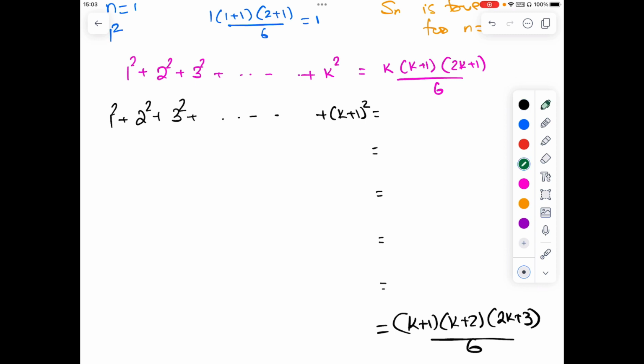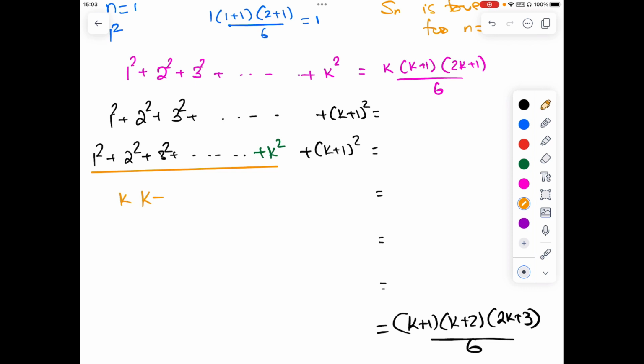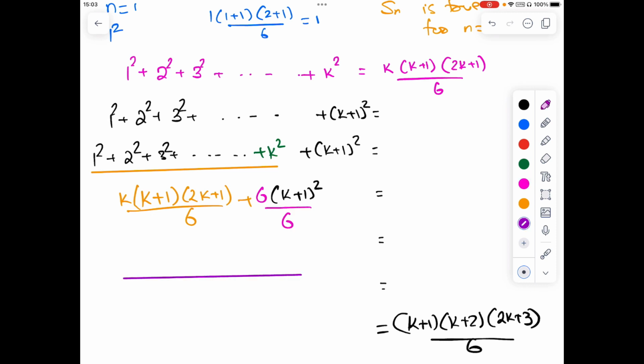So the term before would have been k square. So what do I write? 1 square plus 2 square plus 3 square and so on plus (k plus 1) whole square, and the term before would have been k square. This entire sum becomes k times (k plus 1) times (2k plus 1) upon 6 plus (k plus 1) whole square. Now 6 is missing, so multiply and divide by 6. Now I can take the common denominator as 6 and (k plus 1) common. So what am I left over with?